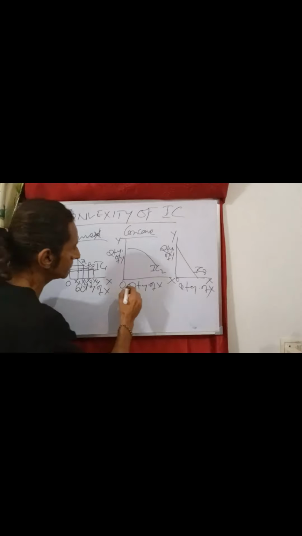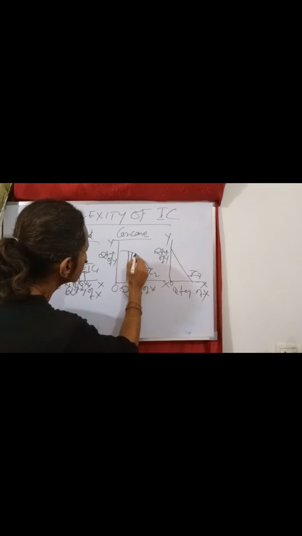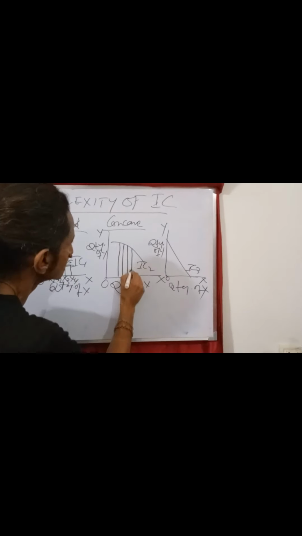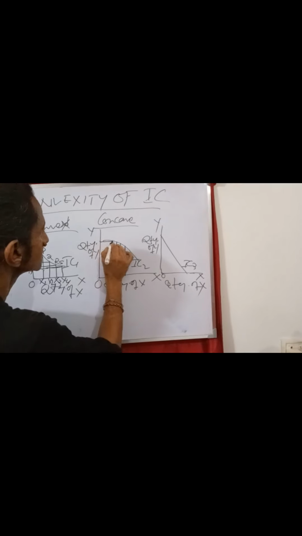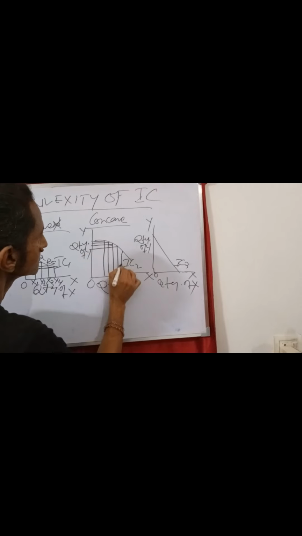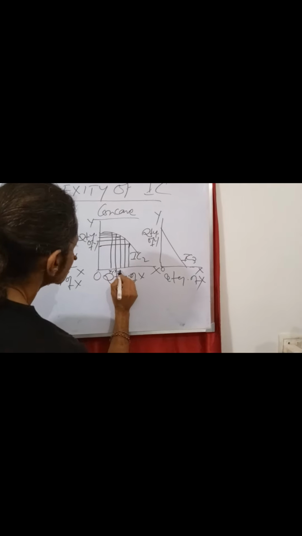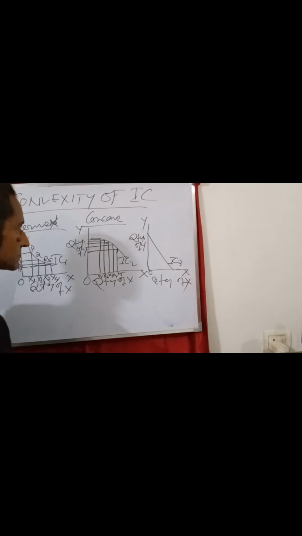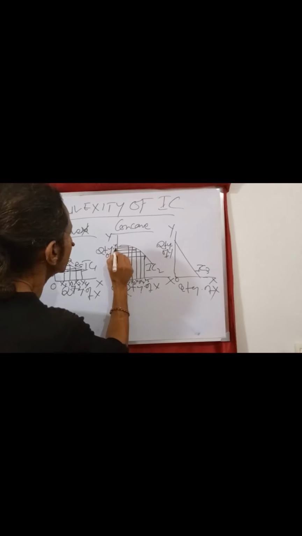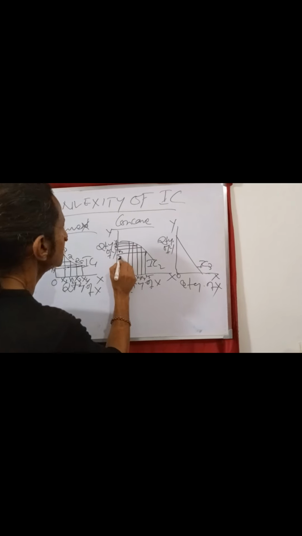Now consider this concave indifference curve. Here the consumer is doing the same thing. He is increasing consumption of X by one additional unit. This is X1, this is X2, this is X3, this is X4, say this is X5. Sorry, this is Y1, this is Y2, this is Y3, this is Y4, and this is Y5.